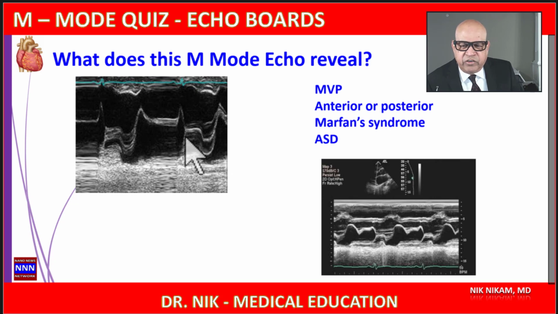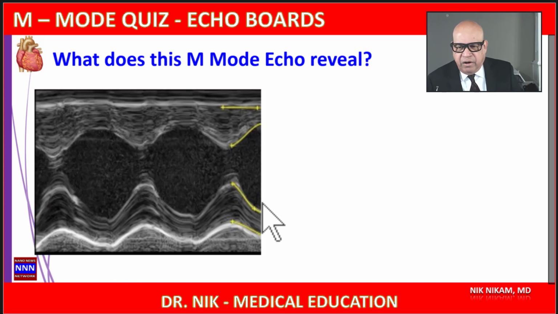Along with that, we may see some redundant echoes suggestive of the loose redundant mitral leaflets that are seen in patients with mitral valve prolapse. Whenever we see mitral valve prolapse, you also have to remember it may be associated with some other congenital abnormalities such as Marfan's syndrome or a patient with atrial septal defect. Again, patients with mitral valve prolapse, if they have a murmur, may be prone to endocarditis. So all these things need to come through our mind when we look at a tracing, be it M mode or two-dimensional.